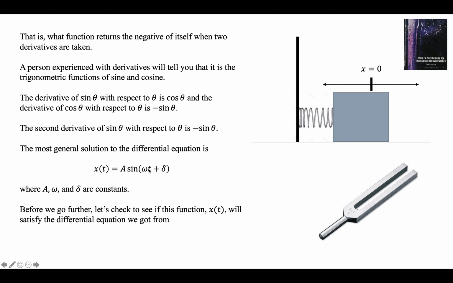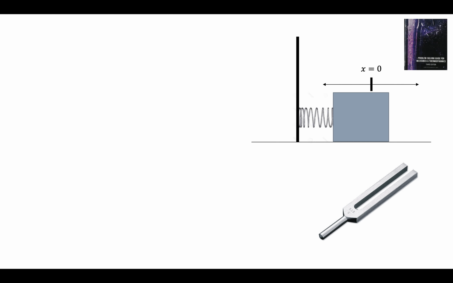Before we do anything else, let's check to see that this works. So we have this function x of t, A sine omega t plus delta. Let's plug it back into F equals ma, the differential equation we got from F equals ma, and make sure that it works. So we can see where it comes from. Here's F equals ma, with a written as the second derivative of the position with respect to time. The left-hand side's easy. The left-hand side is just minus kx, and x is A sine omega t plus delta. So I'm just writing down minus kx there.